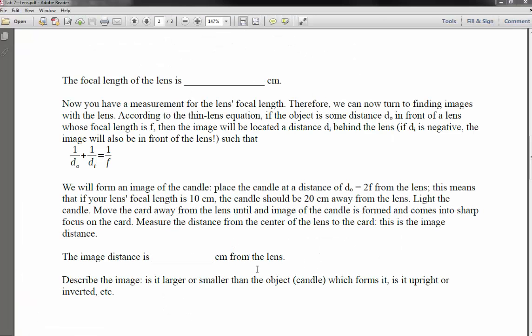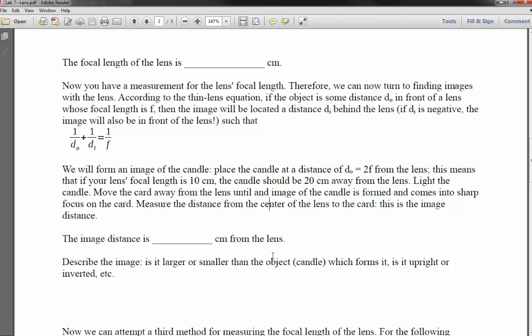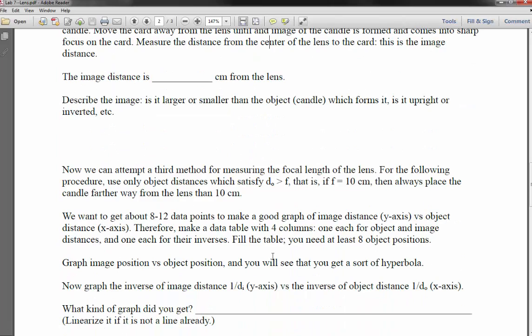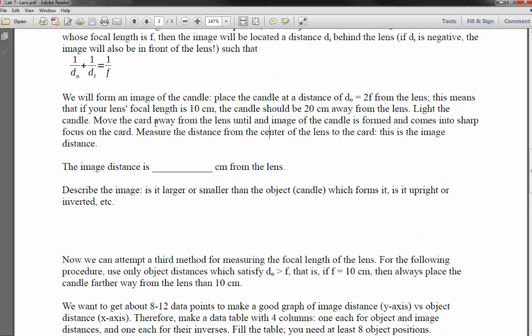Now, to see this as a full lab here, we actually can change the location of the object with respect to the lens and then measure where the image will be formed with respect to the lens. I recommend, by the way, that when you're doing this at home you use something like a candle, because it will form a pretty nice image.